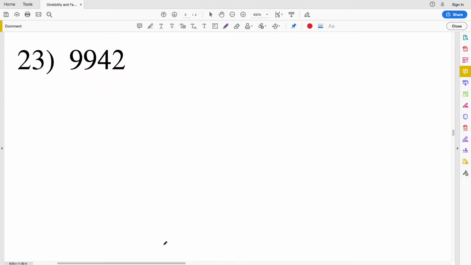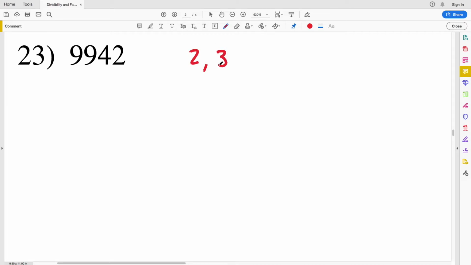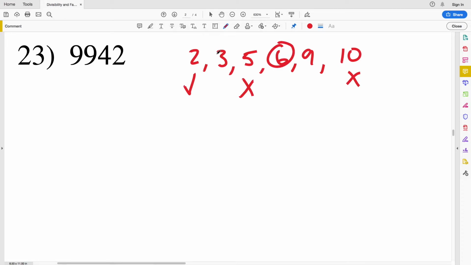For number 23, we're getting into a little bit larger number, but the same rules still apply. So we'll check 2, 3, 5, 6, 9, and 10. It doesn't end in 0 and it doesn't end in 5, so we can eliminate 5 and 10. It does end in an even number 2, so it's divisible by 2, which means we can't rule out this 6 yet. First, we got to check for 3.